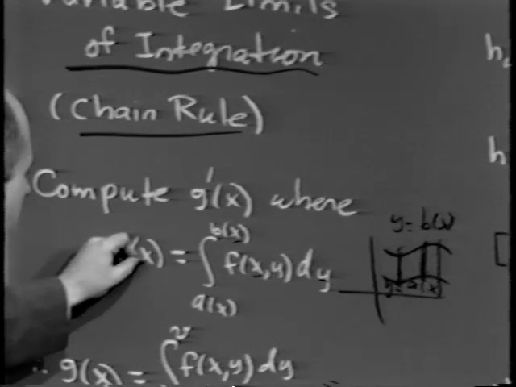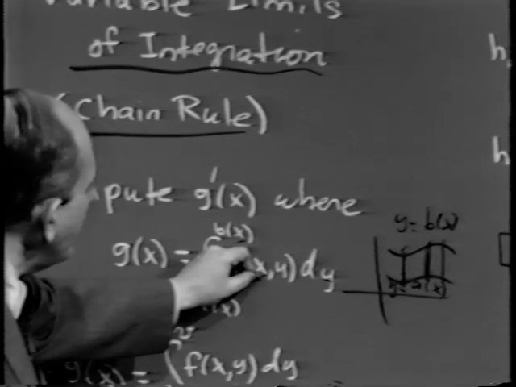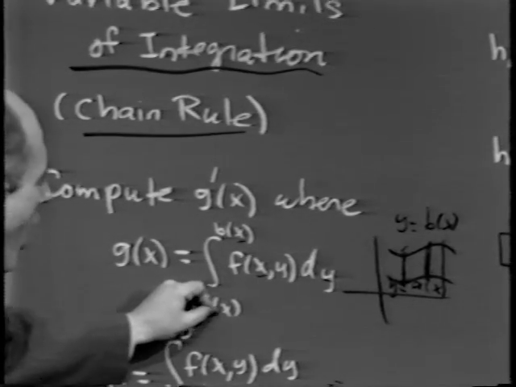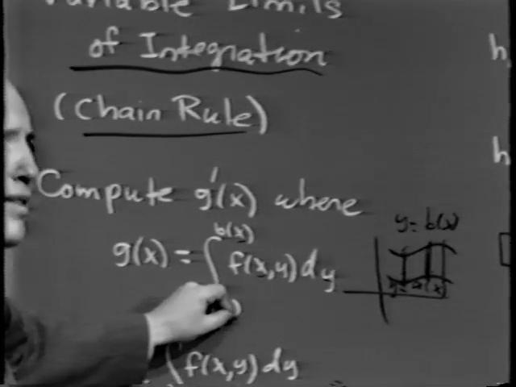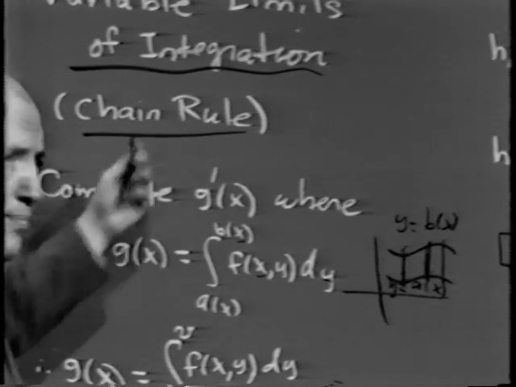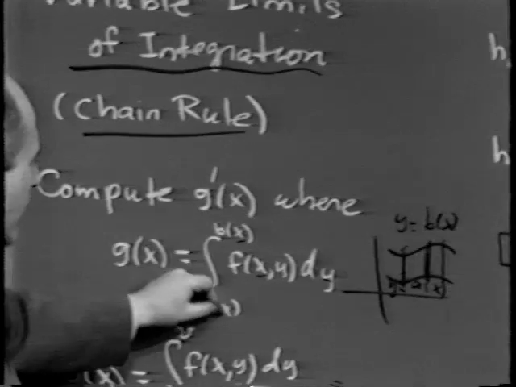Notice here, for example, that if I replace x by x plus delta x, I not only change the integrand, but notice that the limits become what? A of x plus delta x, b of x plus delta x, and those in general, unless a and b happen to be constants, will vary with x. In fact, let's look at it this way.